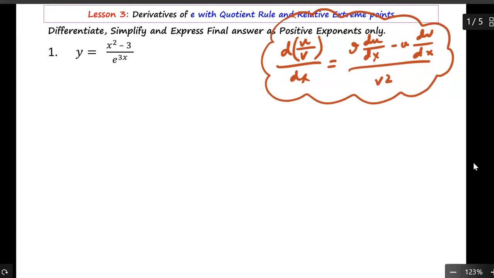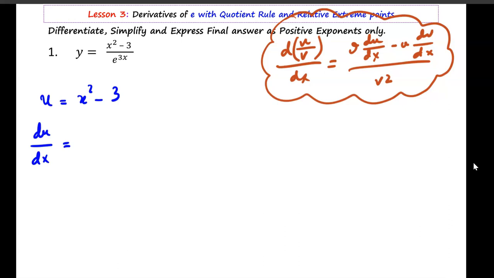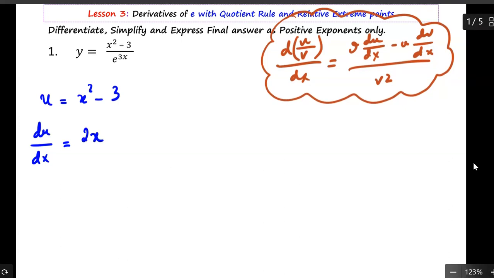So in this case, I am going to identify u as x squared minus 3. Immediately after, I will take the derivative of u as a function of x. So du over dx will be equal to 2x minus 0. I don't need to write the 0 in this case. So v will be equal to e raised to the exponent 3x.